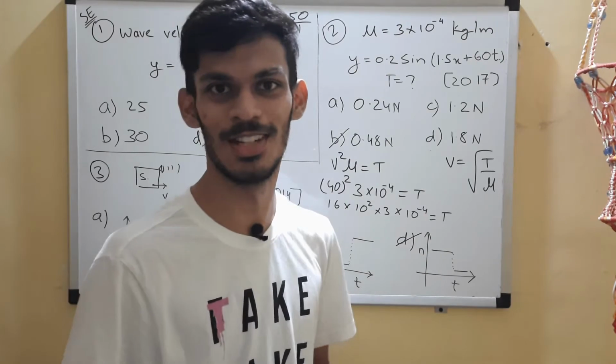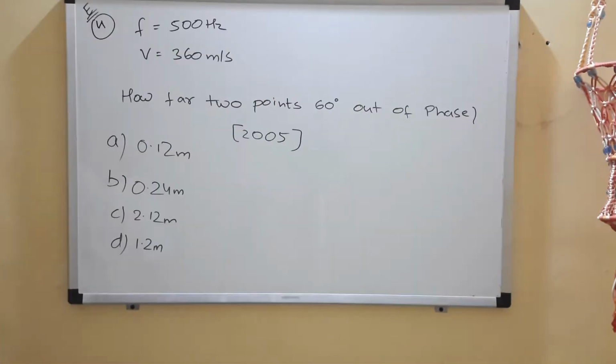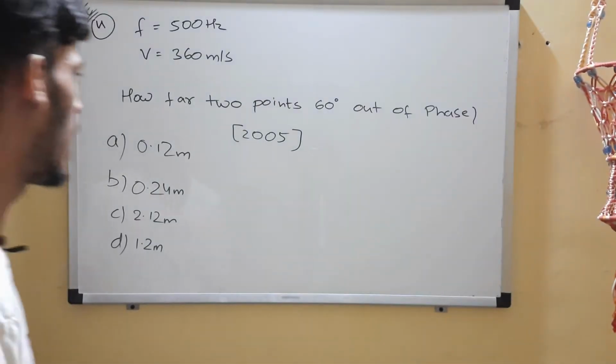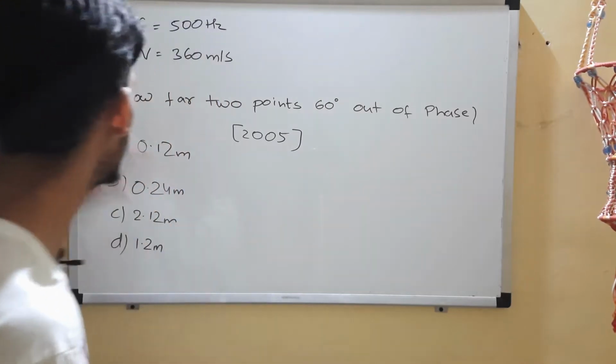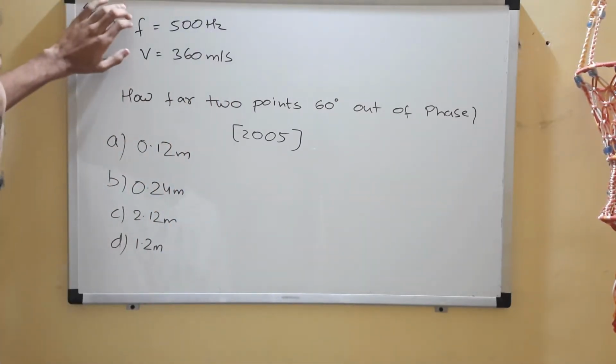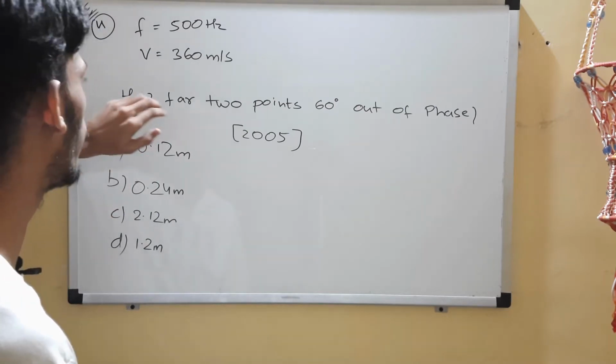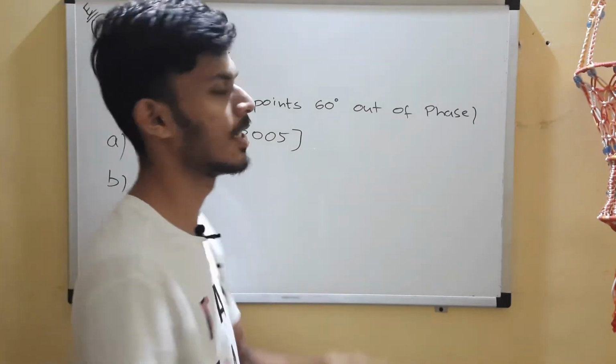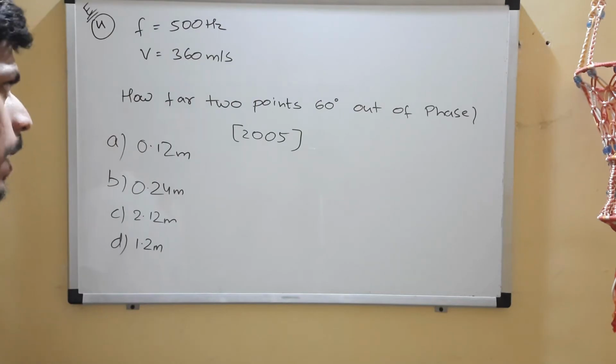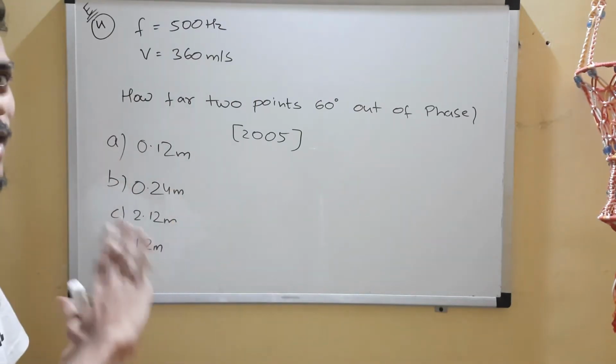Let's move to the next question now. So question 4 from 2005, this is from the easy category now. In this question you are given frequency and velocity of a wave. You are supposed to find how far are 2 points which are 60° out of phase. Okay, so it's a conceptual one, think through it.